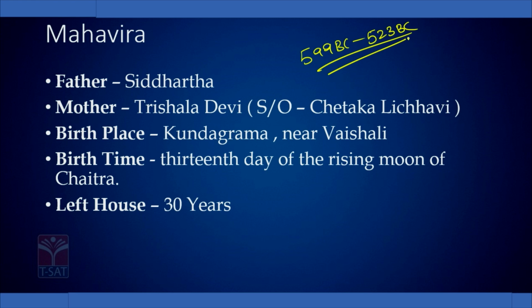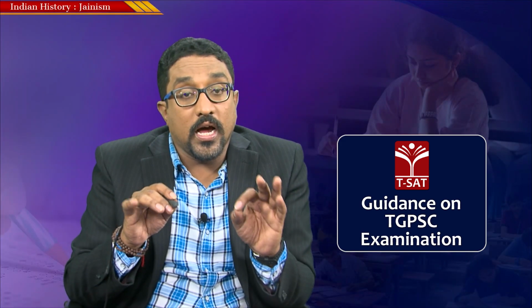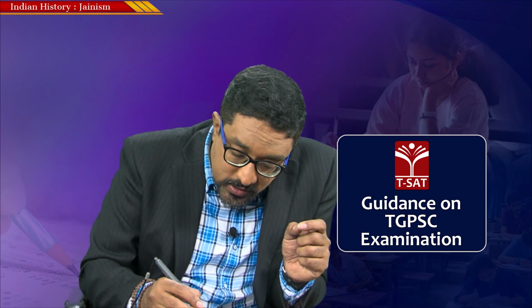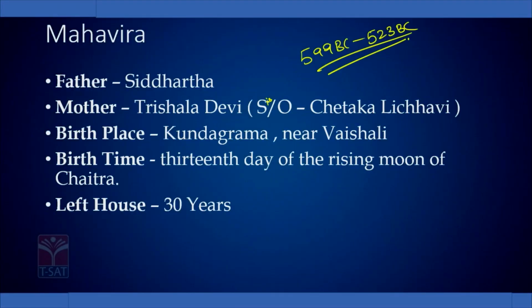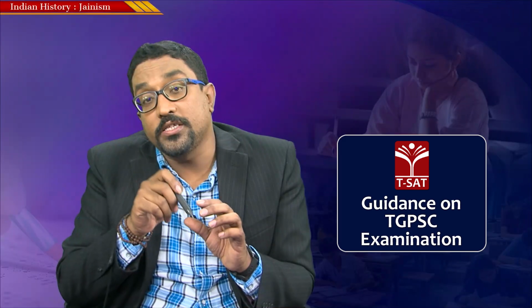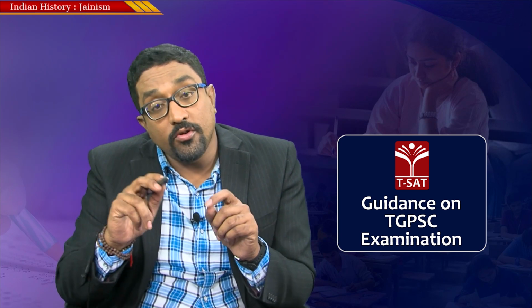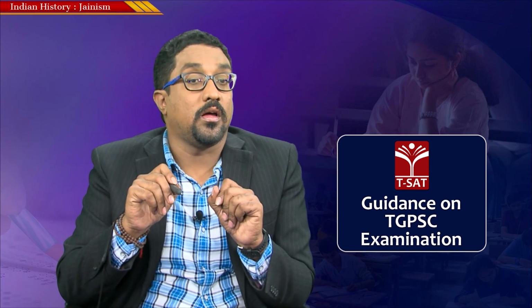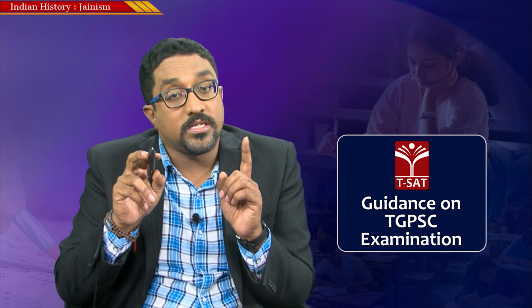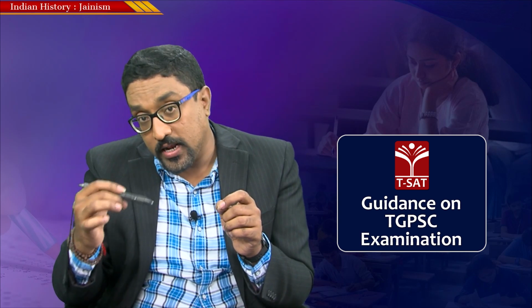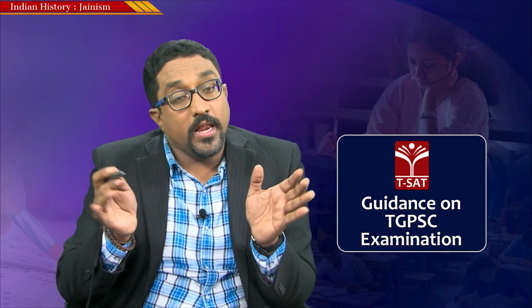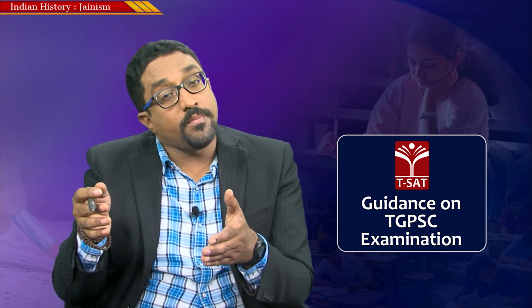His father was Siddhartha, mother Trishala Devi. Trishala Devi was the sister of the Lichavi king. At a later stage, you will hear about him because his daughter is Chalana. She was married to the greatest king in the Magadha dynasty. So technically Mahavira was related to the Magadhan king, which remains the biggest reason for why the Magadhan state supported Jainism so much.